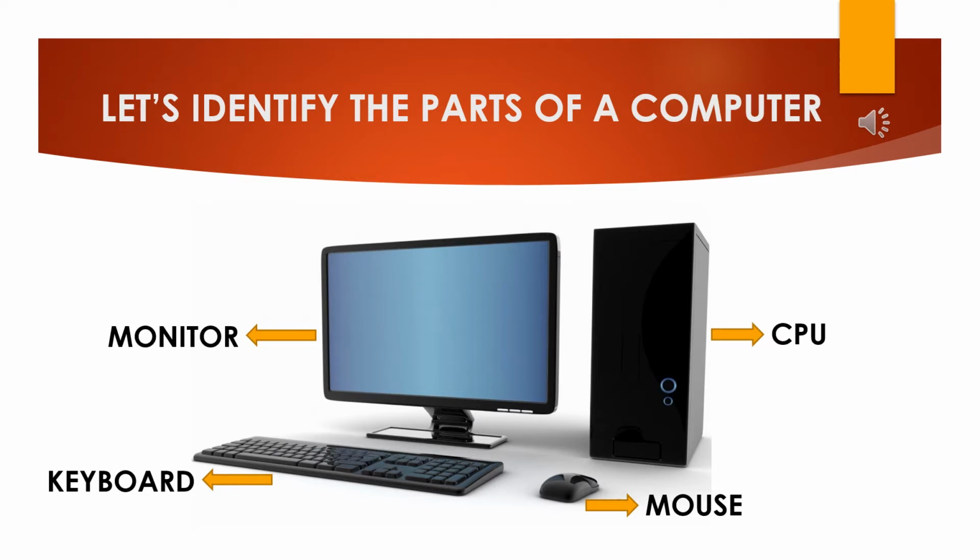Using a mouse, you can select anything on the monitor. You can point your mouse pointer and select. You can also do drawing and coloring using the mouse. So mouse is the second important part of a computer.